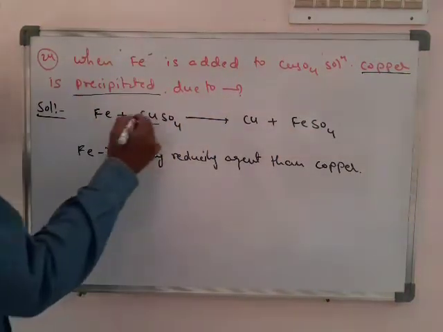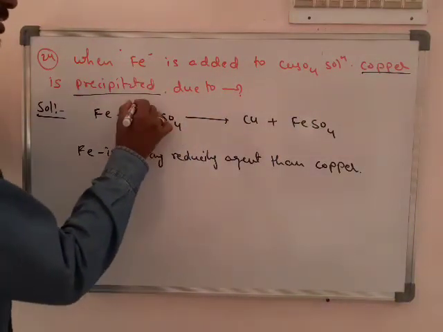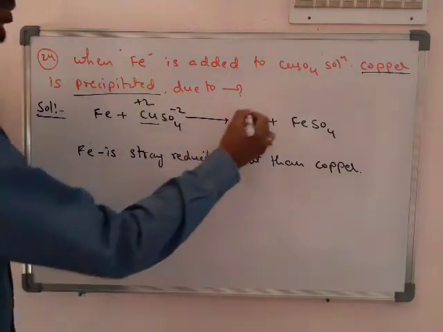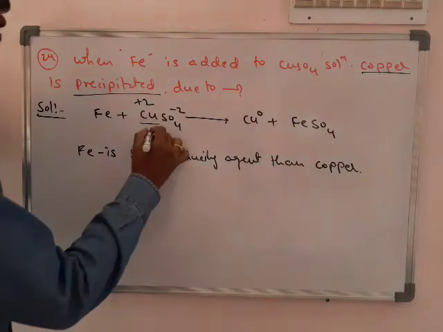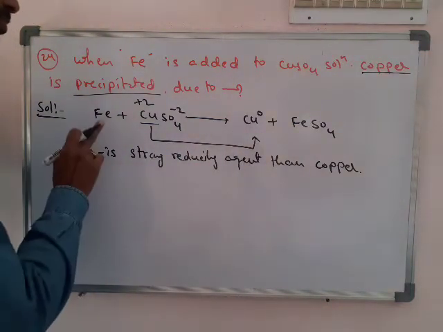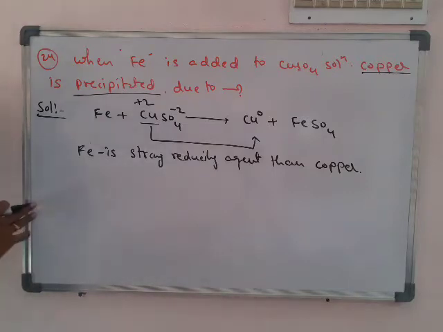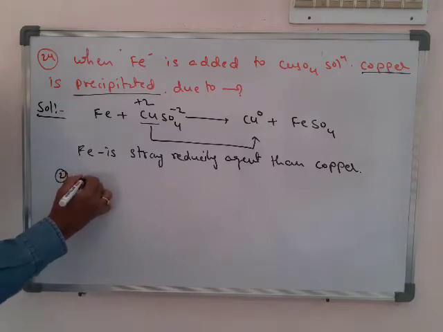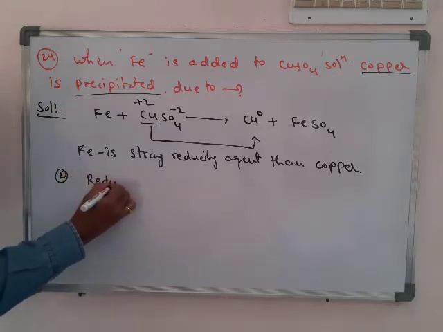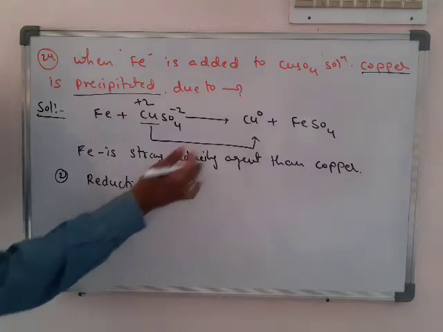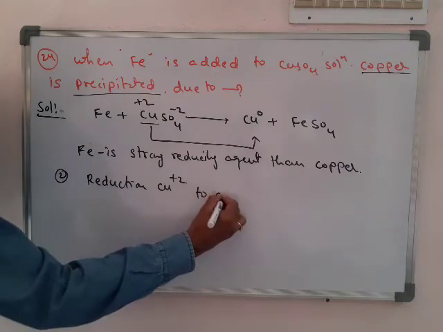So what is the position of copper here? This is Cu2+ SO4 2-. So Cu2+ becomes Cu0, which means copper is reduced. Copper is reduced by iron. In the options, I think the second option is correct: the reduction of Cu2+ to copper.